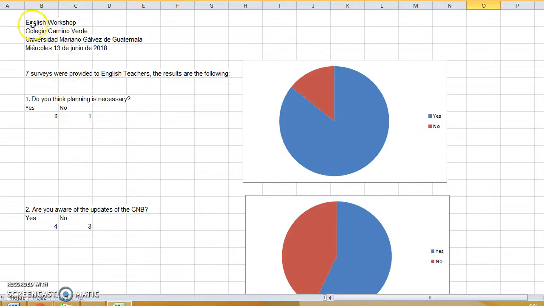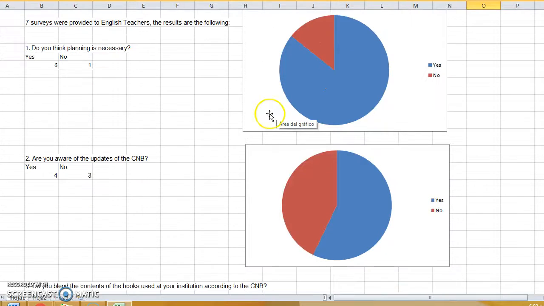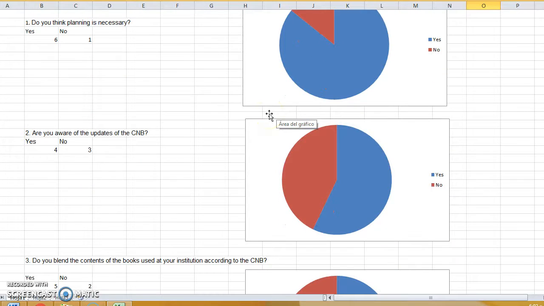So as you can see, I have here the results of the English workshop at Colegio Camino Verde provided by the Universidad Mariano Galvez de Guatemala on Wednesday, 2018. So 7 surveys were provided to English teachers, and the results are the following. Do you think planning is necessary? So 6 answered yes and 1 answered no. When I asked this person about this, he just said that sometimes teachers don't have time to plan, and that was his answer. So we respect his point of view.